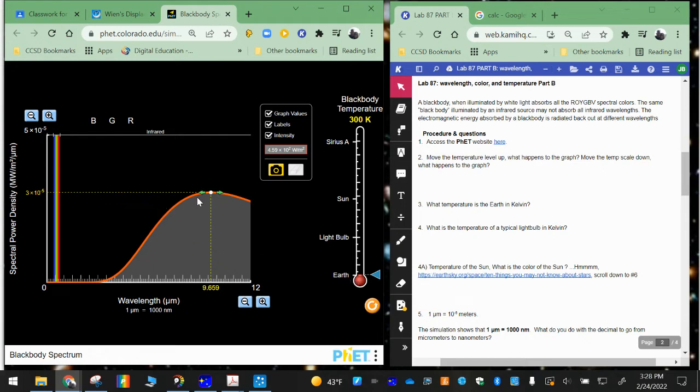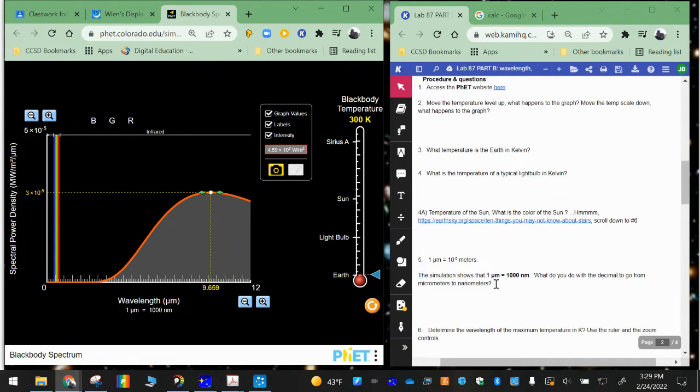Here's the spectral curve. Notice the visible light is over here. So the Earth gives off energy, or wavelengths, that are in the infrared region. Now this says that 1 micrometer is 1,000 nanometers. So wherever I see the decimal here, if I want nanometers, I have to move it 3 places to the right. So in fact, this would be like 9,659 nanometers. And here are some questions about that.